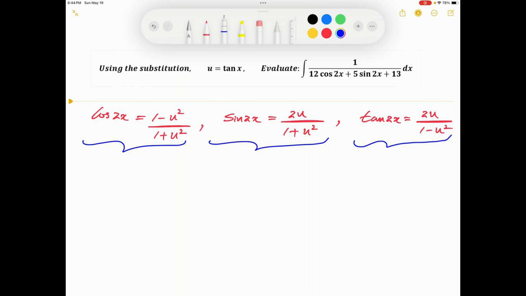In case you need help deriving those two or even tangent 2x, please feel free to let me know. I will make another video explaining how to derive these trig identities.